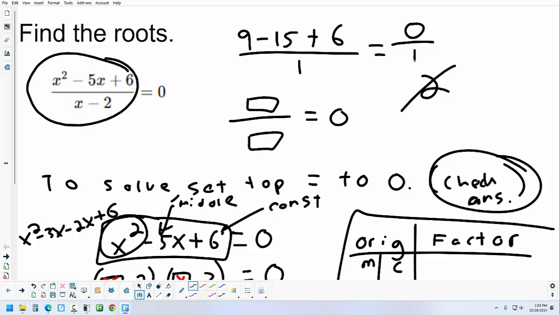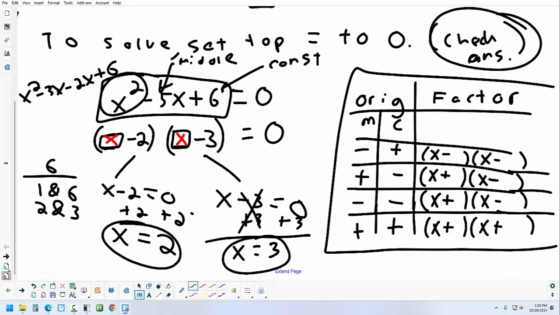What's 0 divided by 1? 0. So there you go, 3 works. Okay, so that one's good.